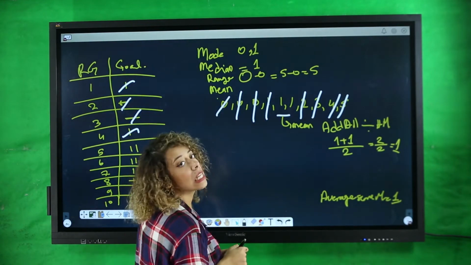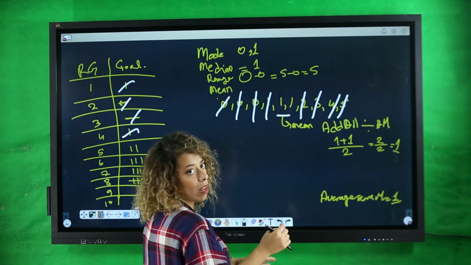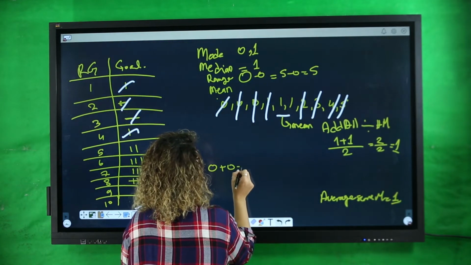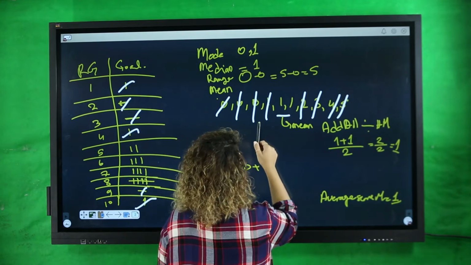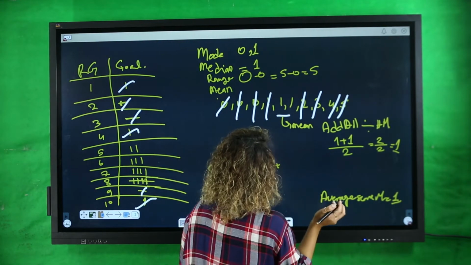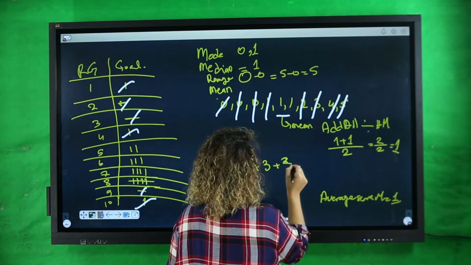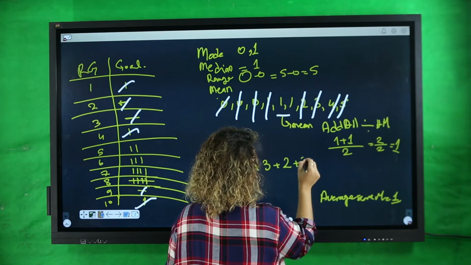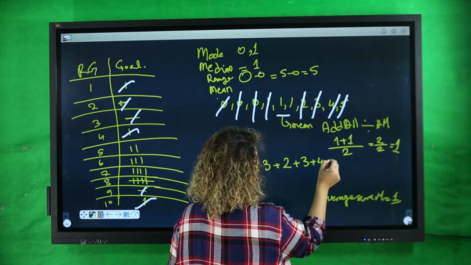What about the mean? The mean of the whole numbers then. We're gonna add them. 0 plus 0 plus 0 plus 1, 1, 1 plus 2, 3, 4, 5.